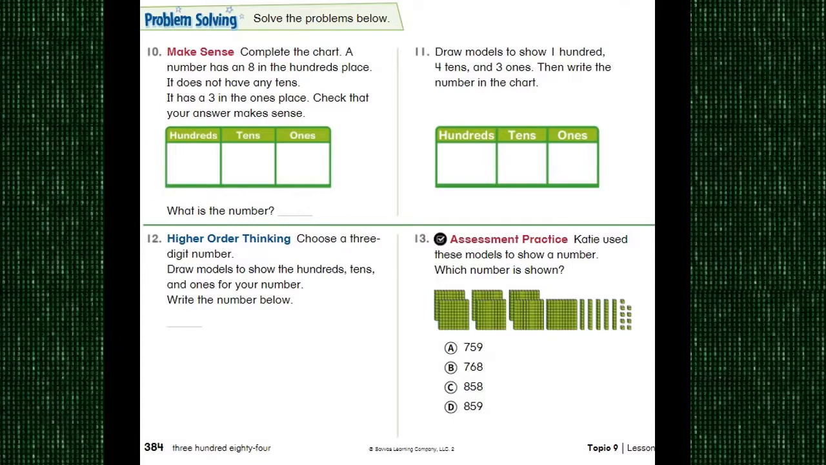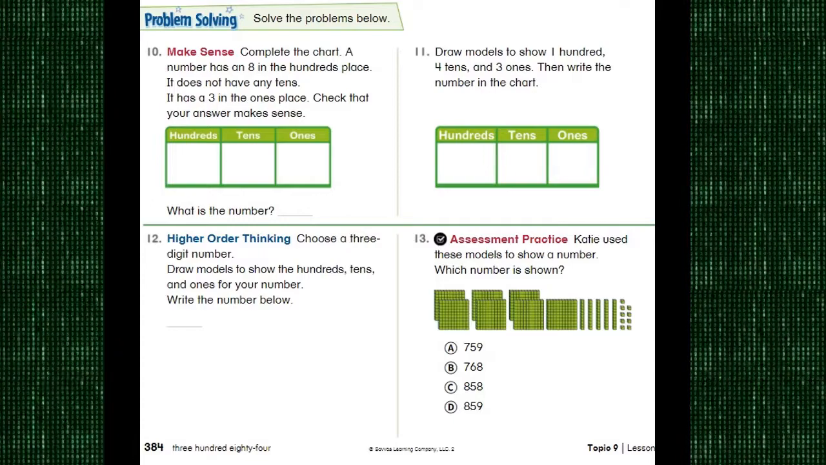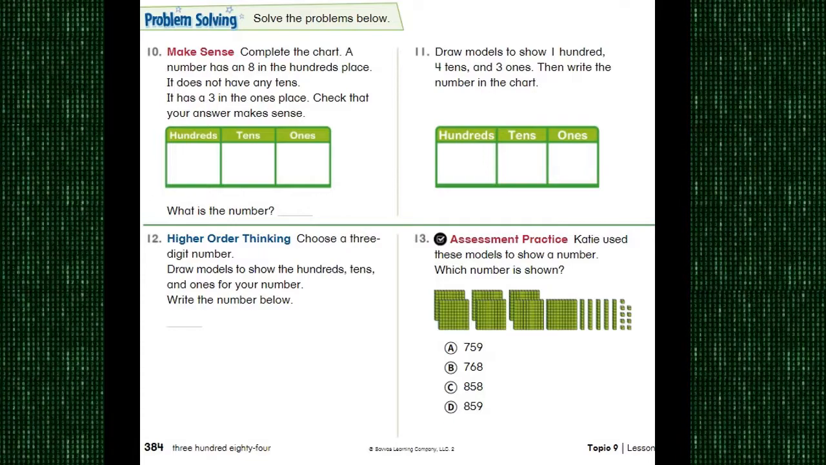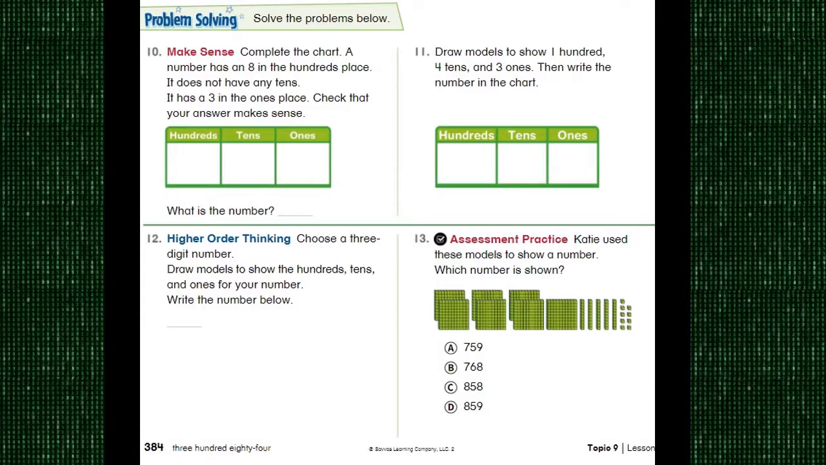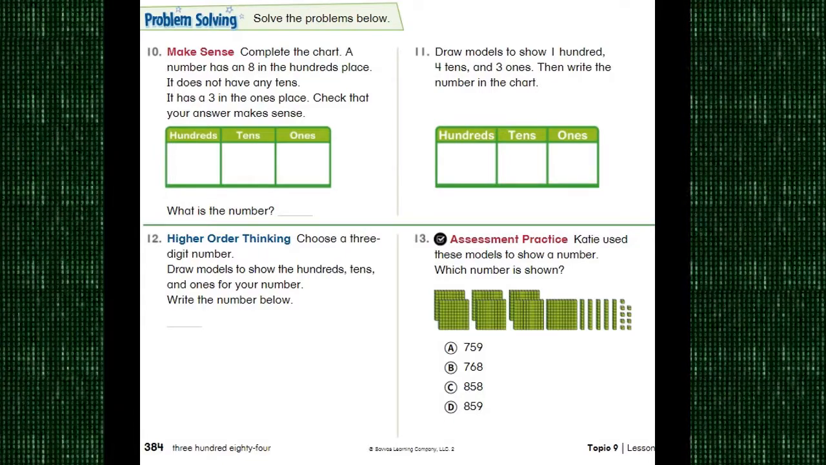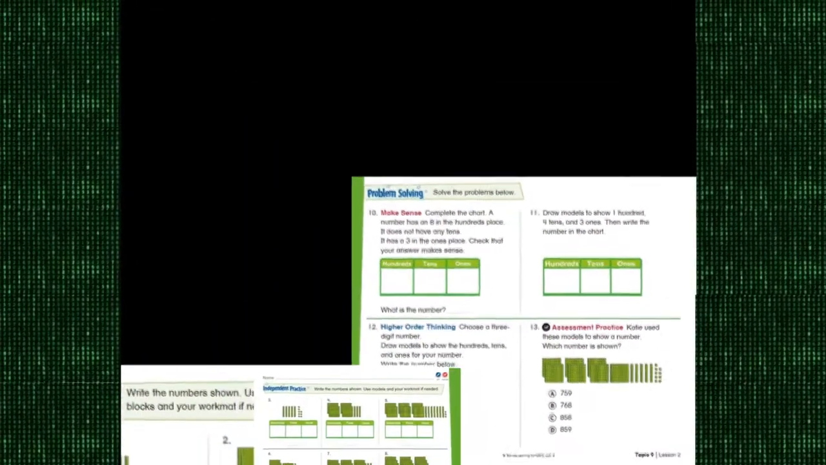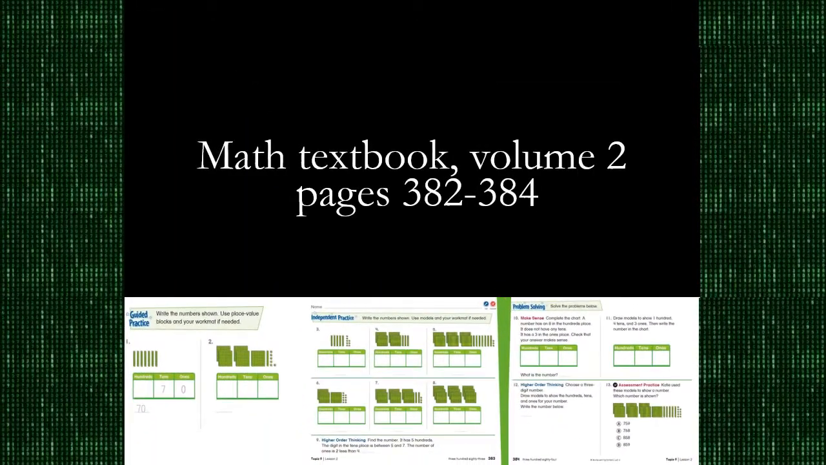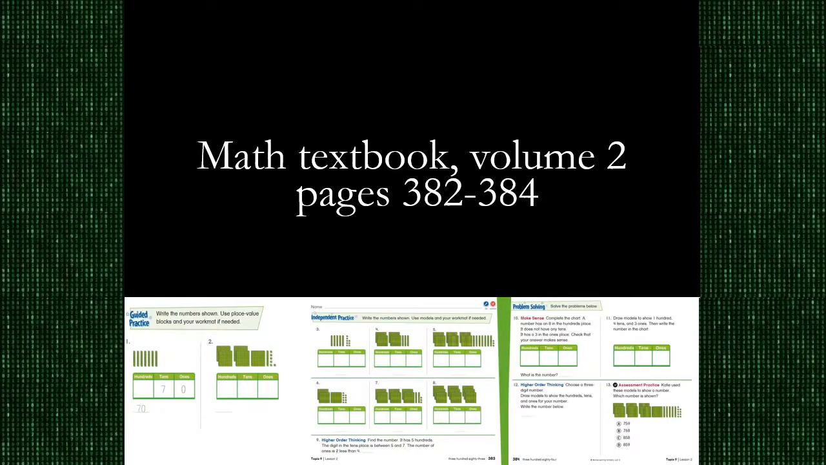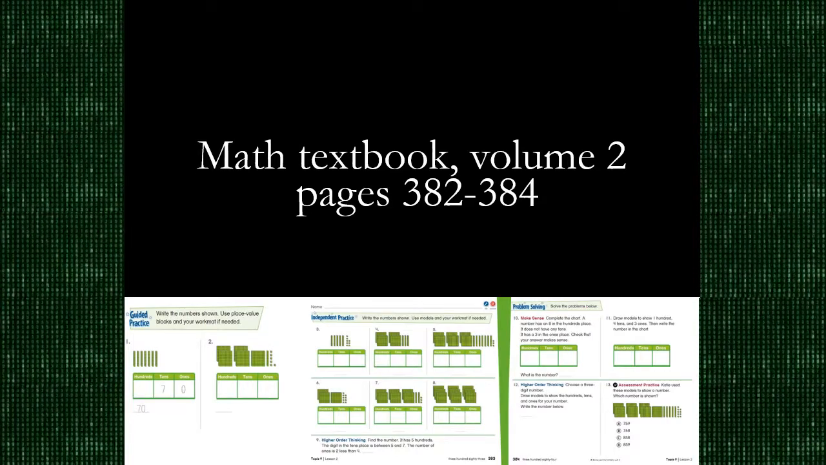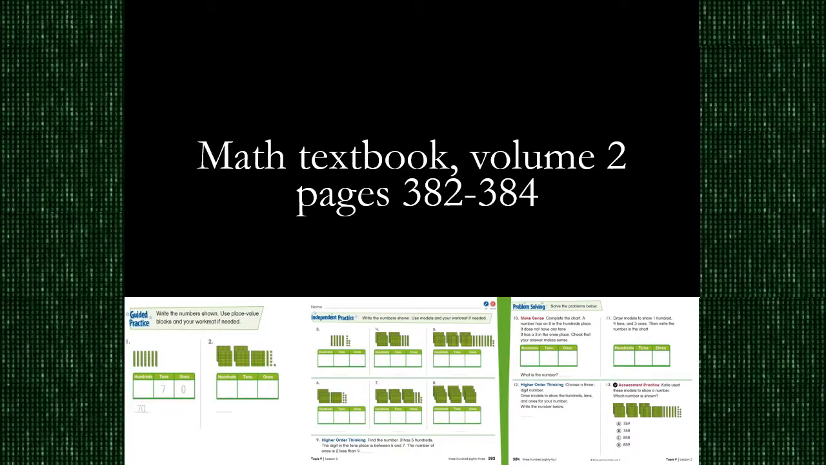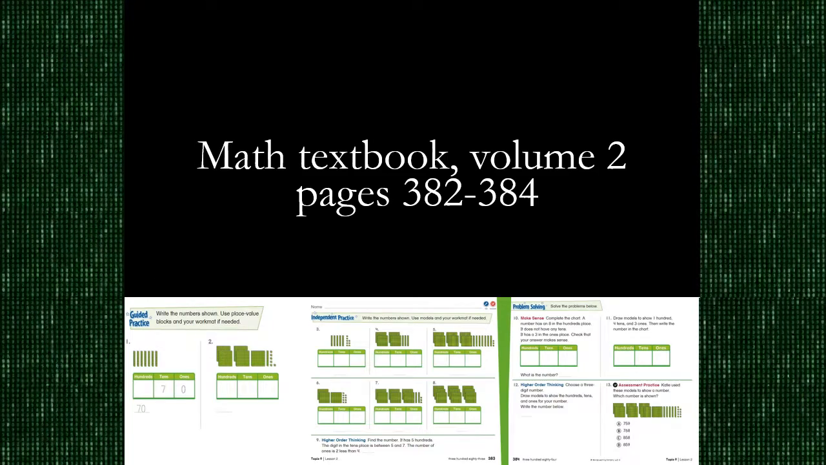And then finally, page 384, there's just some word problems here, but it's not going to be that difficult. Read everything that's written, go slowly, and I know you'll get the answers correct. And that's it, boys and girls. Your work for today is pages 382 to 384.